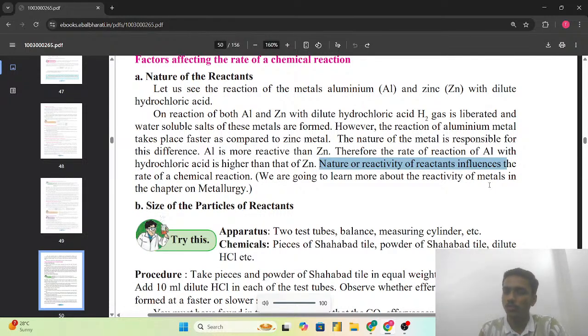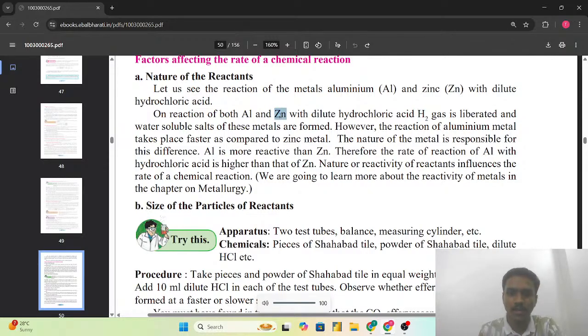We are going to learn more about the reactivity of metals in the chapter Metallurgy. In that chapter we will see how the reactivity of various metals is stated. But the basic thing to understand here is that when aluminium reacts with dilute HCl, it leads to the liberation of hydrogen gas.